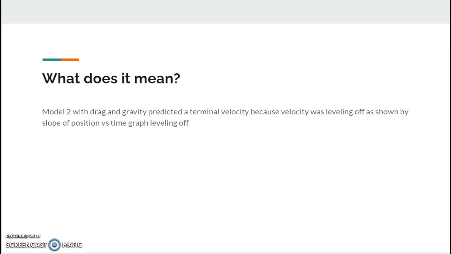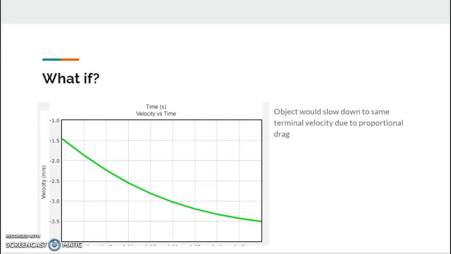And this is really the answer to the what does it mean question, as model 2 with drag and gravity was a better fit when compared to the experimental data because of this terminal velocity, as the position versus time graph leveled off in slope towards that aforementioned 1.1 meter mark, or the half a second time mark.